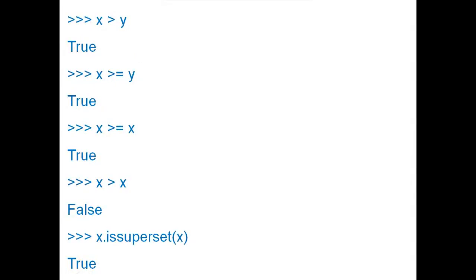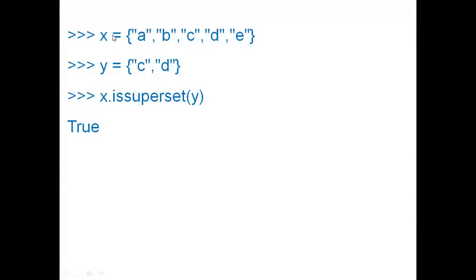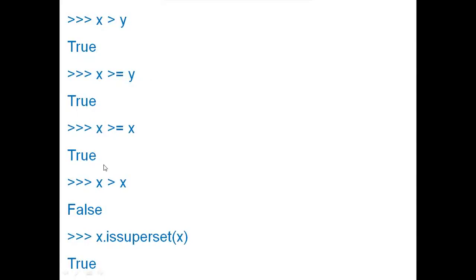X greater than or equal to Y, then also it is true, right? X greater than or equal to X, then also it is true because it is equal. When I say greater than or equal to X, it is checking the set against itself, so it is true. But if we check X greater than X, it is false, because the greater than symbol checks whether they are a proper subset or proper superset. In this case, I will get false because all the elements are the same. So we are checking the set with itself, right? X dot issuperset of X. Yes, true, right? This is like greater than or equal to.